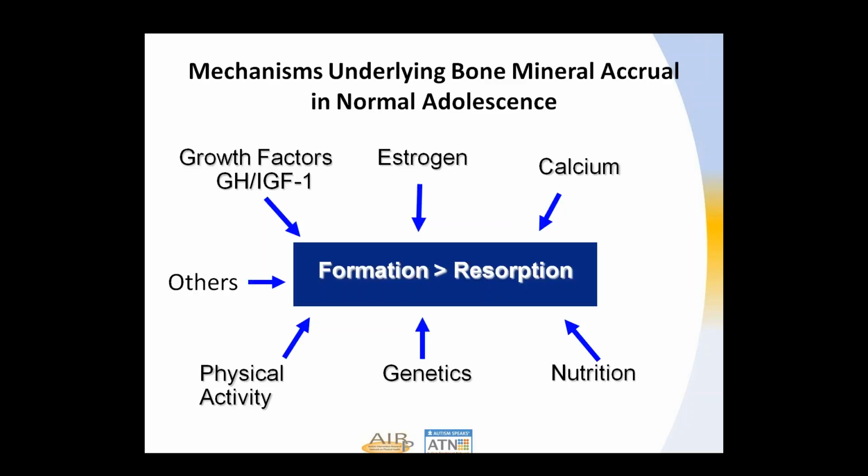There are certain mechanisms that underlie bone mineral accrual in normal adolescence, and those include the presence of growth factors such as growth hormone, IGF-1, estrogen, adequate calcium, good nutrition, and genetics, because some people are just born to have slender or poorly mineralized bones, and some people are genetically programmed to have very dense bone. Physical activity, as you know, improves bone, and there are other factors as well. These factors can influence the formation or the resorption of bone.